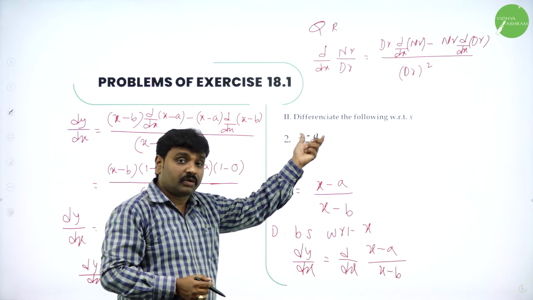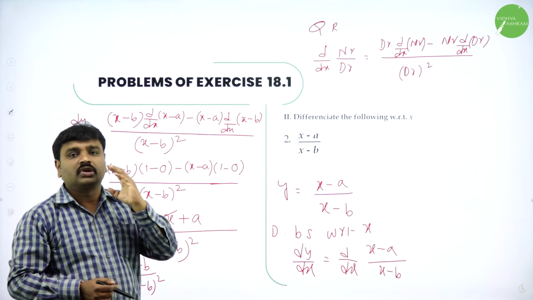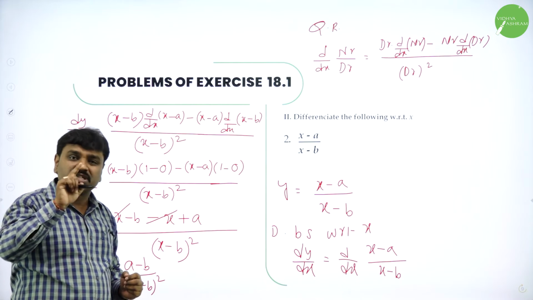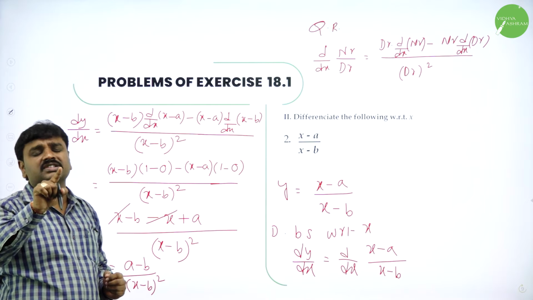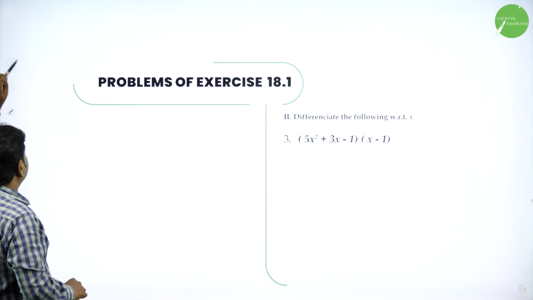Whenever the function is in the form numerator by denominator, you should use what rule? Quotient rule. So become thorough with the quotient rule, apply the rule and get the answer. What is a? Constant. What is b? Constant. All alphabets are constant except x, y and t in this context. Next.